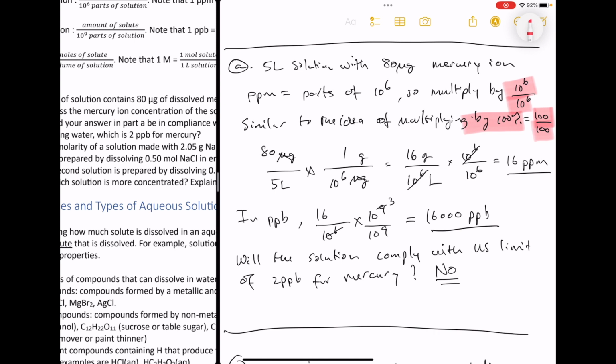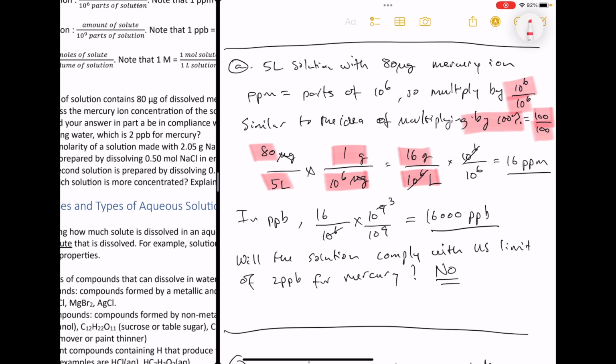So first I take the 80 microgram divided by 5 liter. I want to convert that microgram to grams because the expression of these quantities is in grams. So you see that I did this conversion factor. Hopefully you recall how to do those metric prefix conversions from chapter 1. Once we do that calculation, 80 divided by 5, that gives me 16 over 10 to the 6.